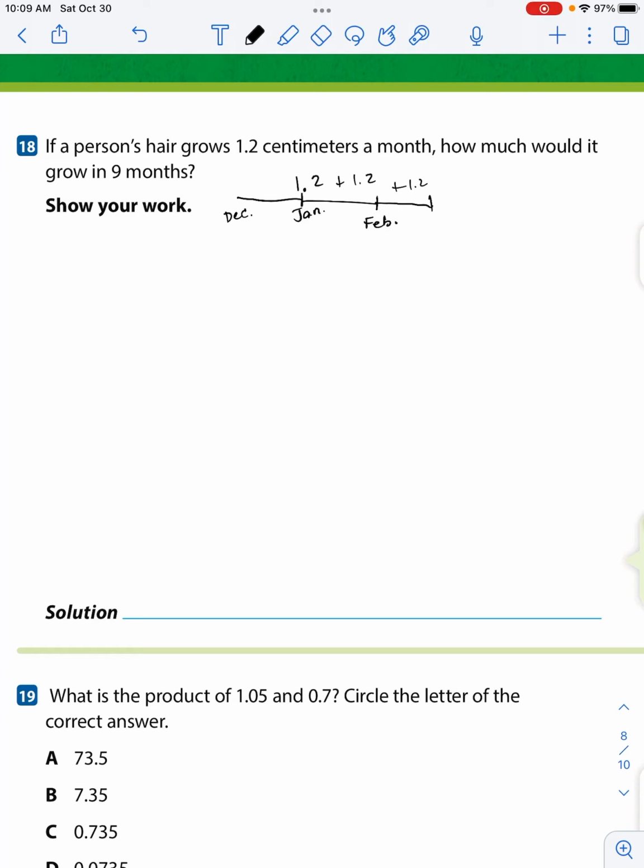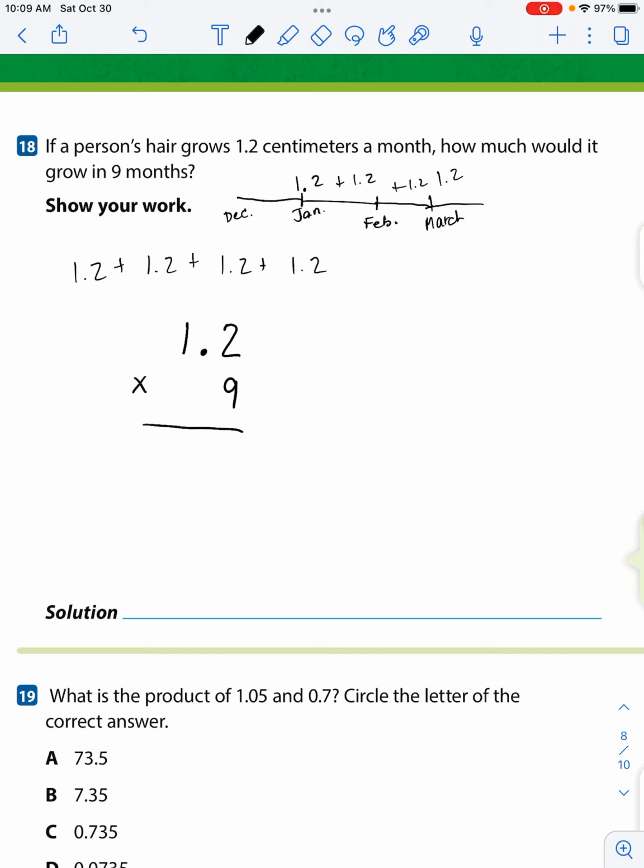How much would it grow in 9 months? I can already tell that each month we're adding another 1.2. So we're doing 1.2 plus 1.2 plus 1.2. Well, repeat addition is the same thing as multiplication. So if we want to know how much it will grow in 9 months, then we're just going to multiply 1.2 times 9 whole months.